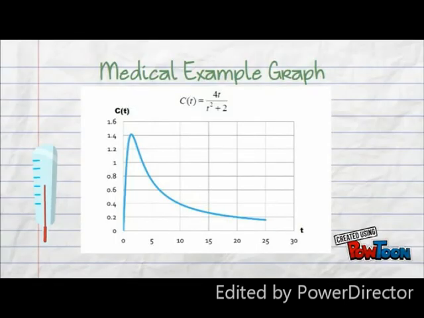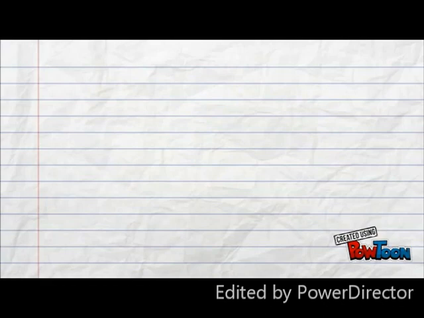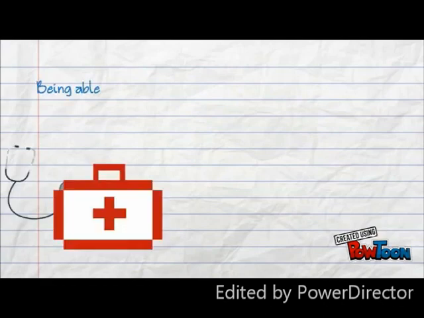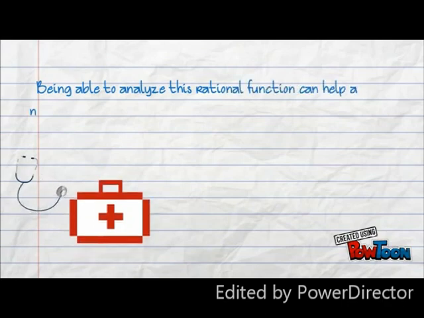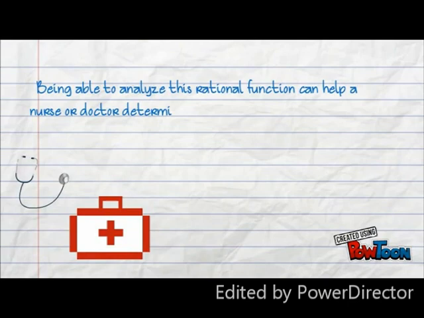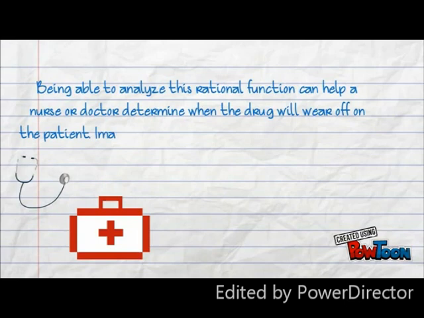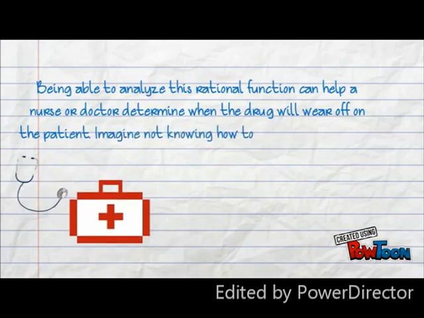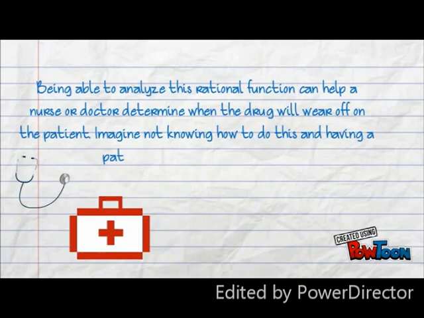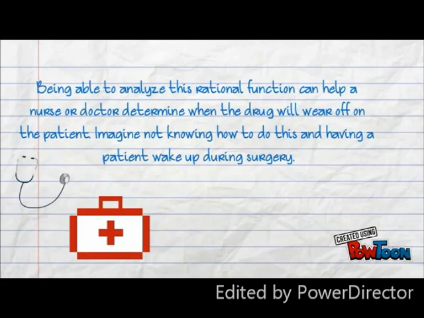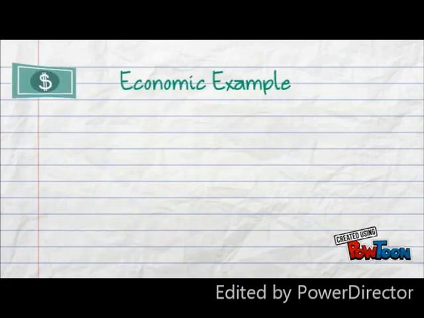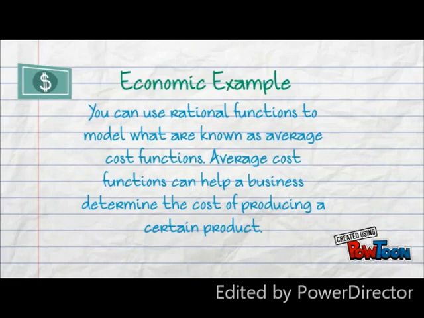And here is the medical example graph. Being able to analyze this rational function can help a nurse or doctor determine when the drug will wear off on the patient. Imagine not knowing how to do this and having a patient wake up during surgery. Example number 2. Economic example. You can use rational functions to model what are known as average cost functions. Average cost functions can help a business determine the cost of producing a certain product.